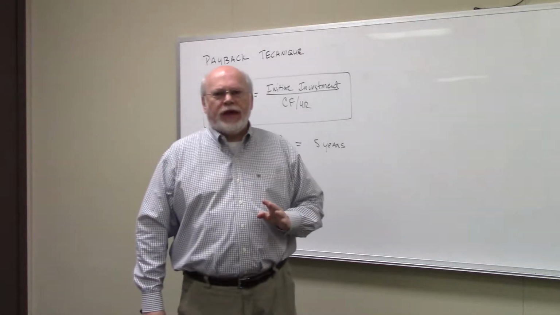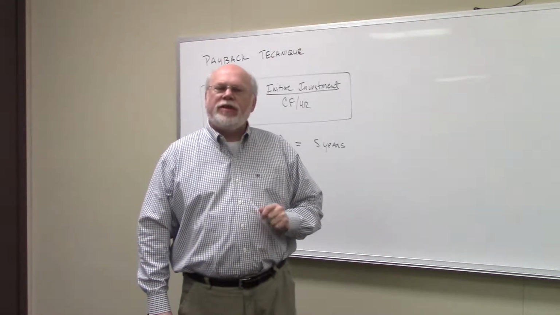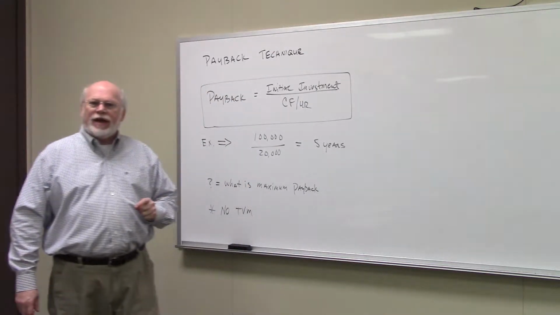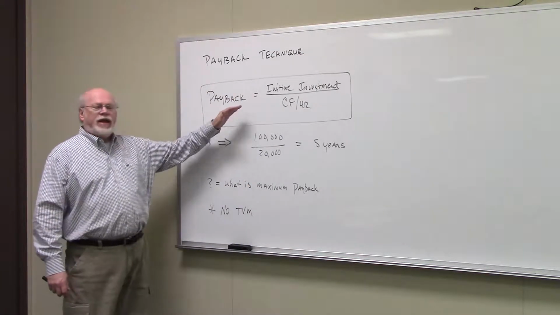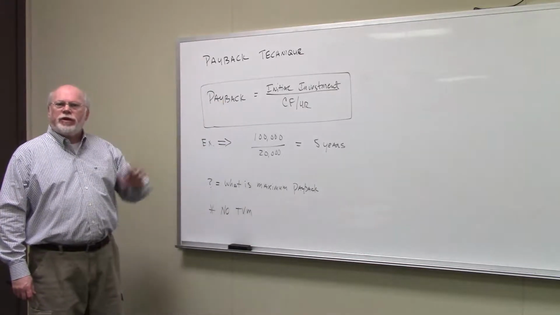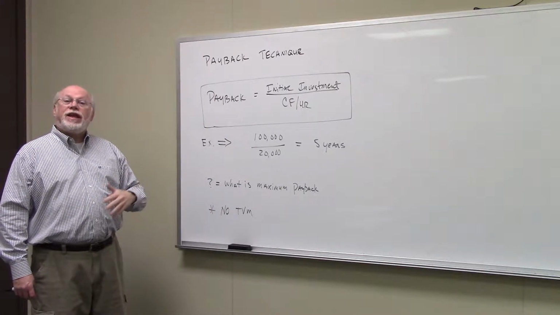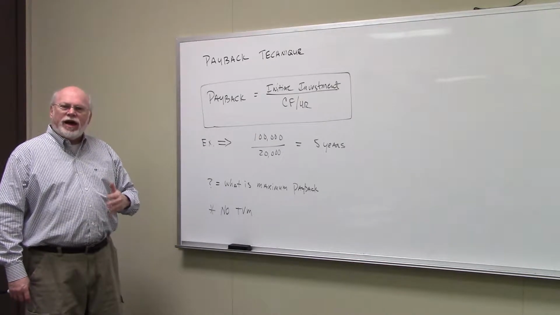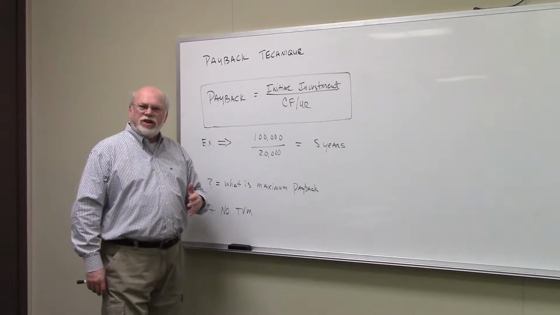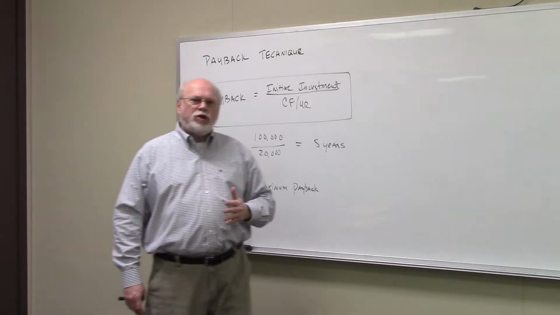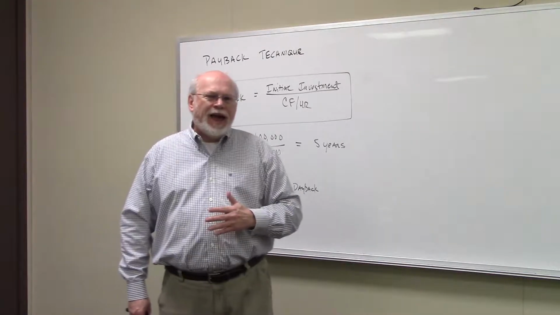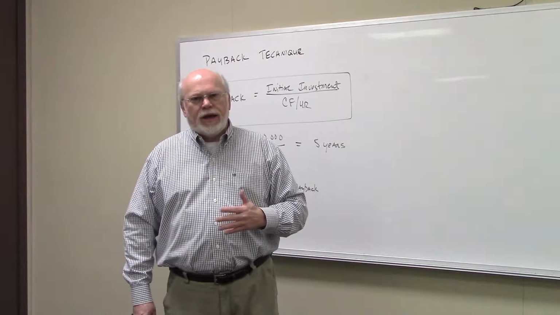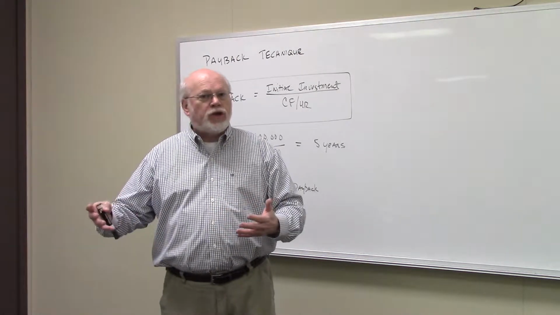Now, the fourth capital budgeting technique we're going to talk about is called the payback technique. With payback, this is defined as the firm's initial investment in the project divided by the cash flow per year. This is a very, very common capital budgeting technique, widely used by small businesses. Everyone tends to understand payback, and because of that, it's used a lot.